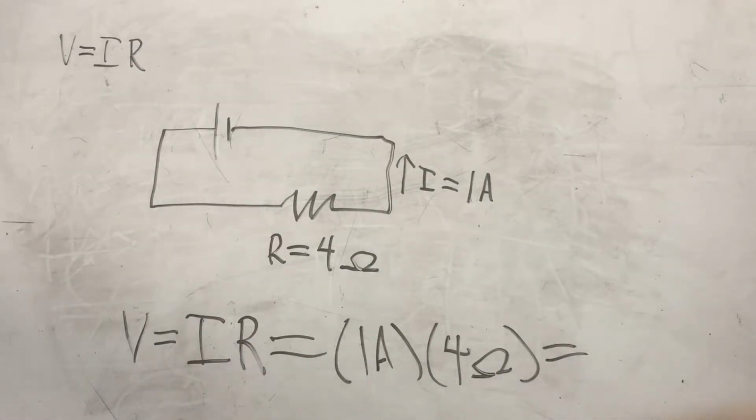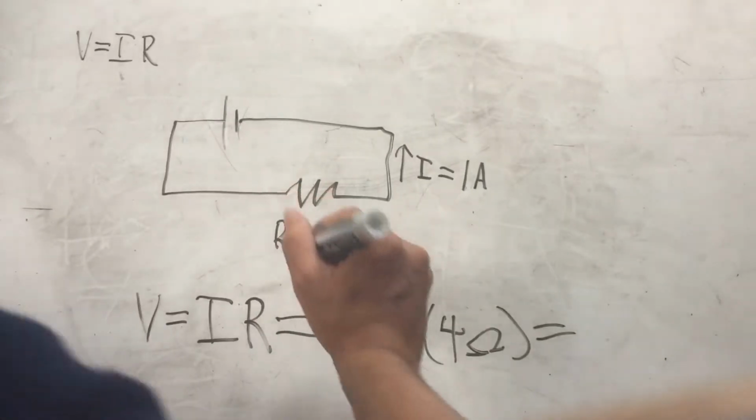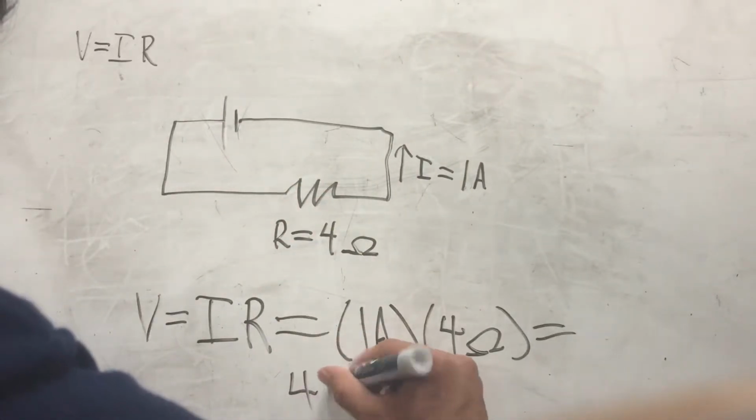Using Ohm's law, we find that the voltage drop across the resistor, and therefore the voltage of the battery, is equal to 4 ohms times 1 amp, or 4 volts.